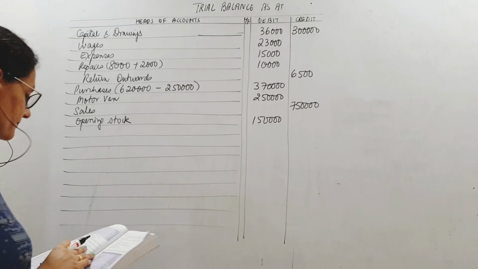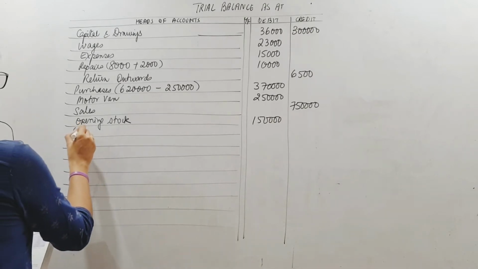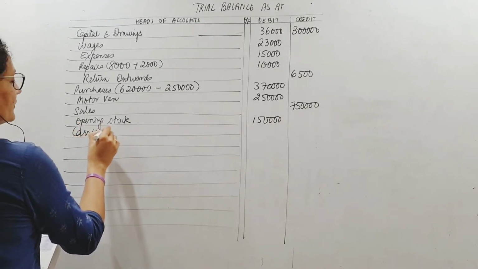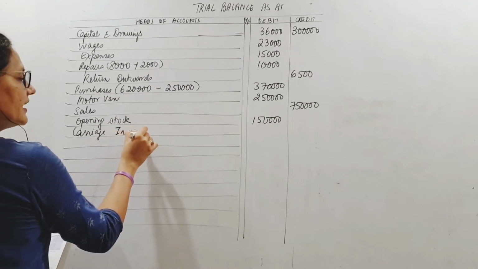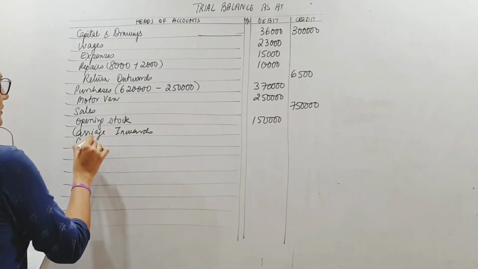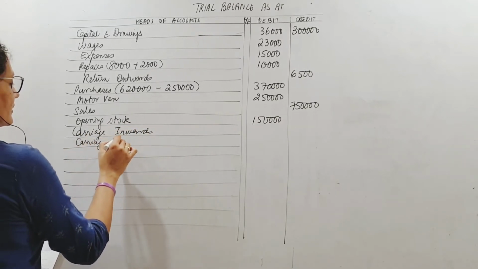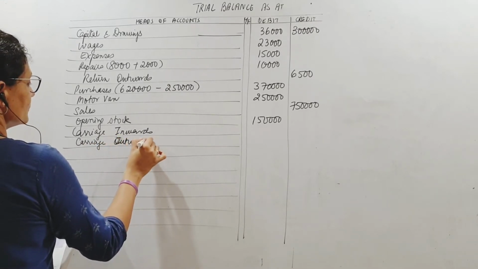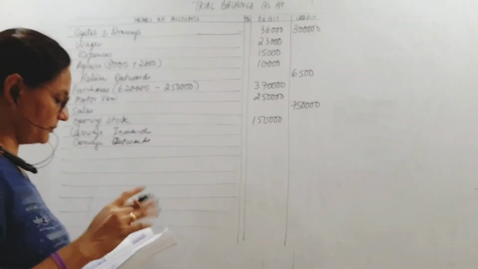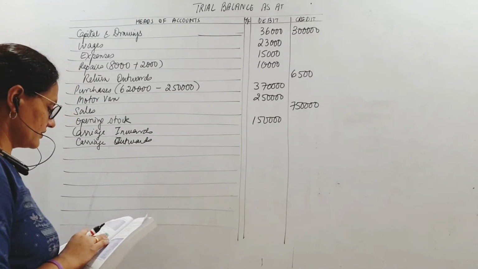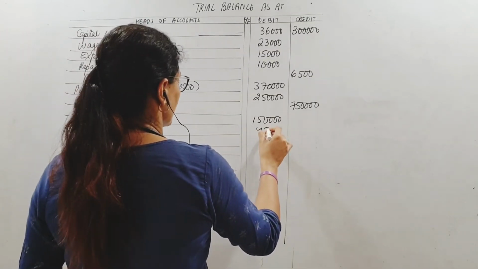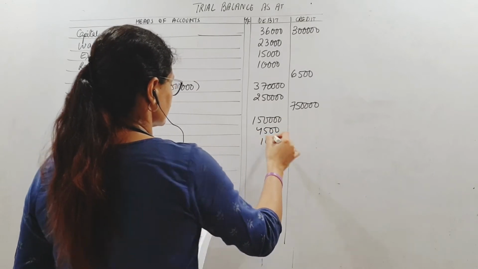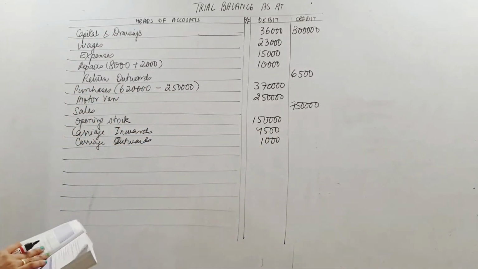Okay, remember that. Carriage inward and carriage outward, both will be debited. Correct. Carriage inward is carriage paid on goods purchased. Carriage outwards is paid on goods sold. Both are expenses. 4,500 and 1,000. Then we have cash.